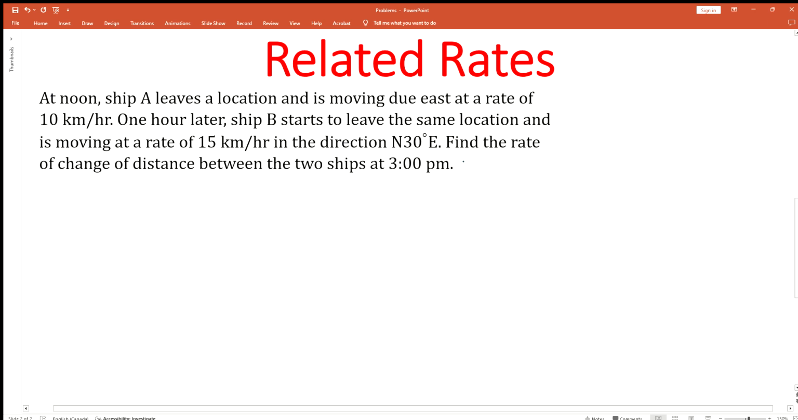The first step is to draw a diagram for this problem to show the directions in which the two ships are moving. As per the problem, ship A is moving due east. Let's assume the ships are starting from point O. Ship A is moving to the right at a speed of 10 kilometers per hour. Ship B is moving in the direction north 30 degrees east at a speed of 15 kilometers per hour.